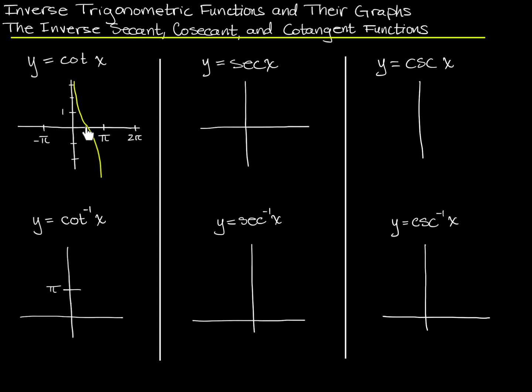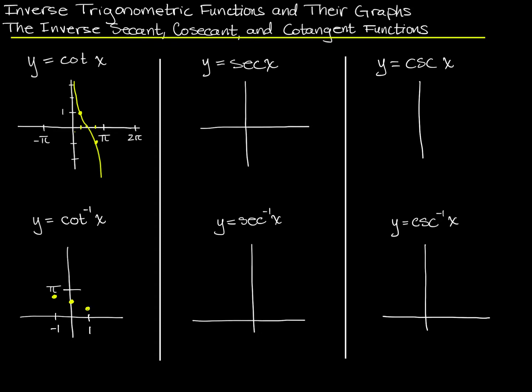Cotangent goes through pi over 2, 0. So inverse cotangent is going to go through 0, pi over 2. Cotangent goes, well, let's see, it goes through pi over 4, 1, and 3 pi over 4, negative 1. So inverse cotangent is going to go through 1, comma, pi over 4, and negative 1, comma, 3 pi over 4.